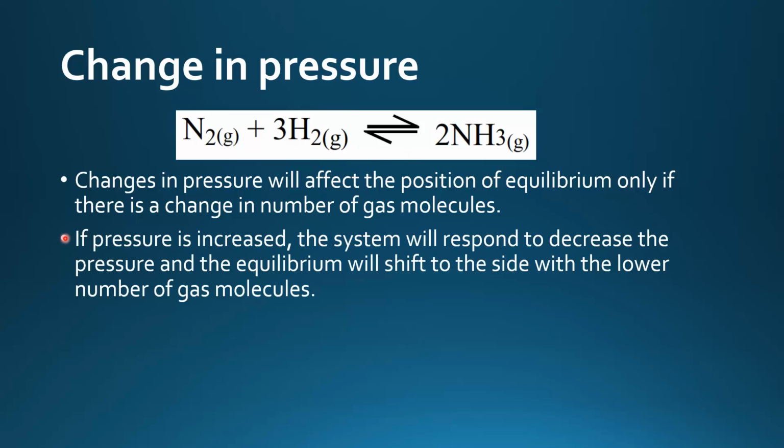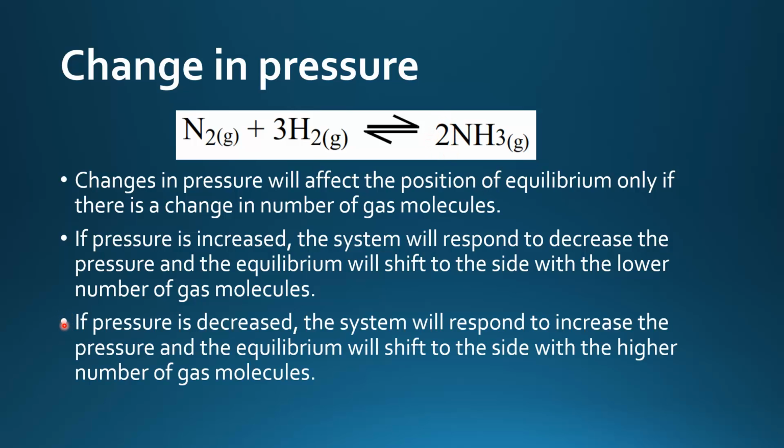If pressure is increased, the system will respond to decrease the pressure, and the equilibrium will shift to the side with the lower number of gas molecules. So in this reaction here, if we increase the pressure, the equilibrium will shift to the right, because this side has the lowest number of gas molecules. And by doing this, it can reduce the pressure in the system.